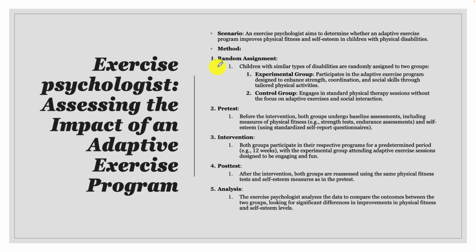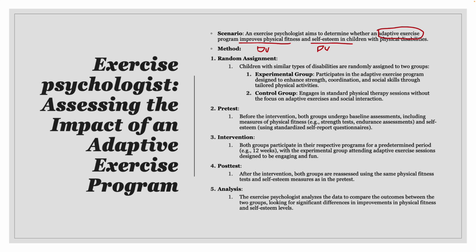And then last one here I have is for my exercise psychologist. An exercise psychologist aims to determine whether an adaptive exercise program improves physical fitness levels and self-esteem in children with disabilities. Well, what makes this so interesting is I have this new dependent variable, and it looks at, does it improve physical fitness and self-esteem? So now I have two dependent variables, right? They're dependent on this adaptive exercise. I have one independent and two dependent. And that is something that we did not see.